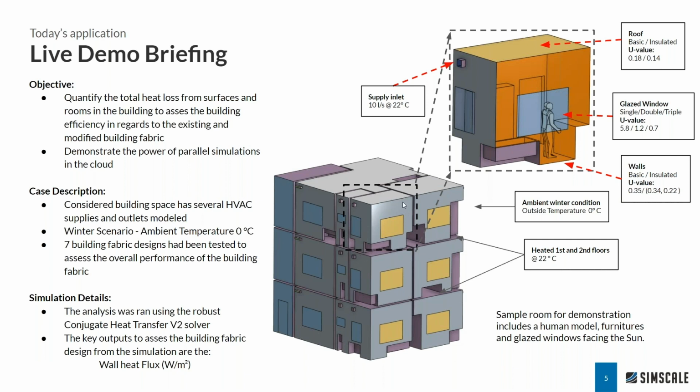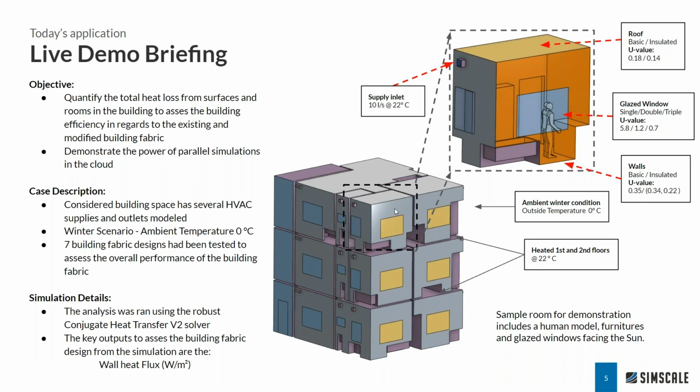We are focusing here on the room on the top corner, where we are analyzing a winter scenario. In this winter scenario, we have an outside temperature of 0 Celsius degrees. We have a supply inlet at 10 liters per second at 22 Celsius degrees. Moreover, in this building, we have some heated floors in the first and the second, also at 22 Celsius degrees.